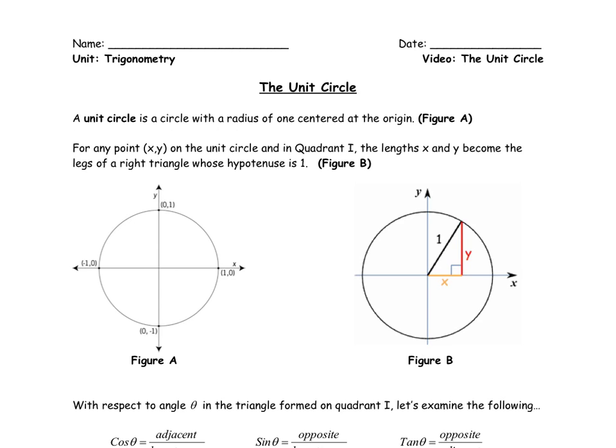Hi everyone, in today's lesson we're going to talk about the unit circle. A unit circle is a circle with a radius of 1 centered at the origin. So here's an example of a unit circle.